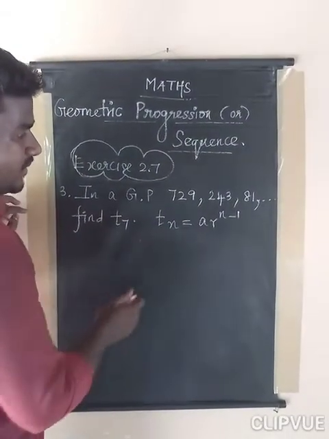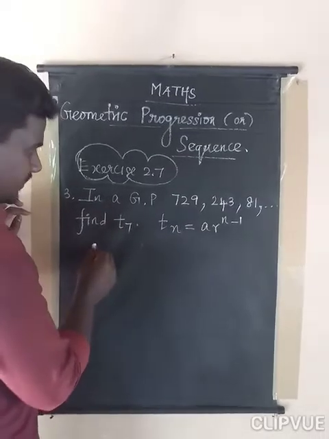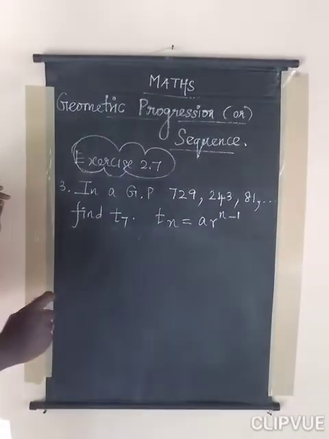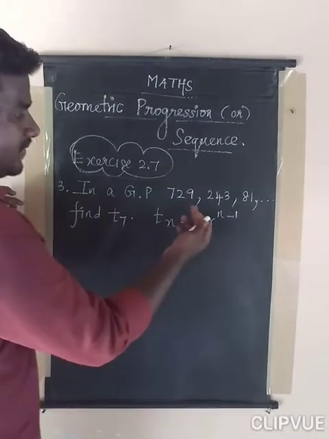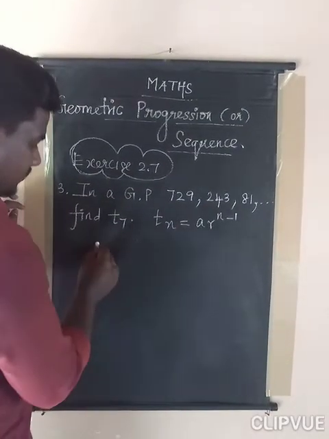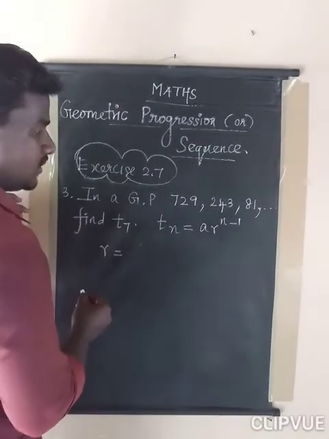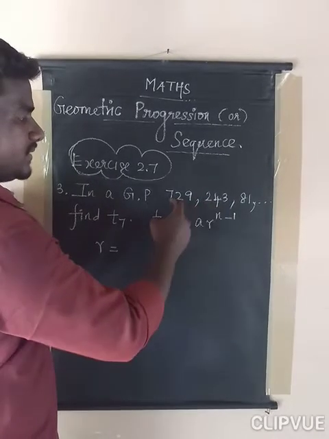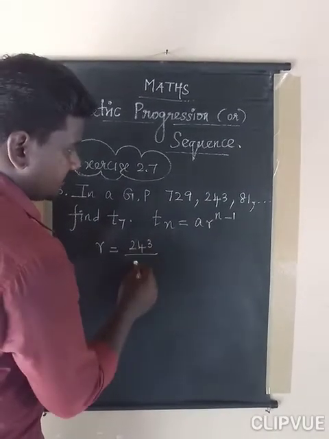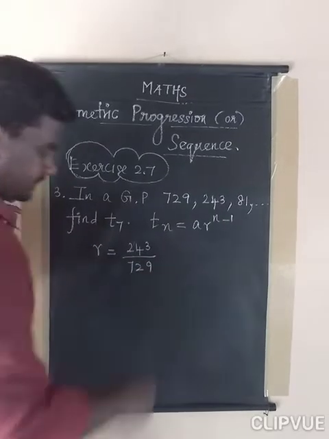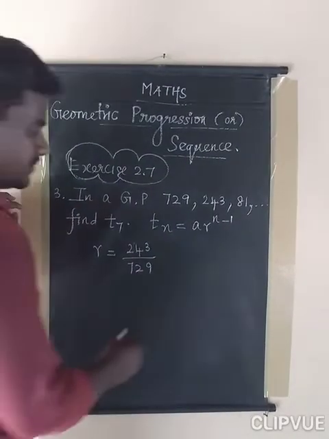So here, first of all, we are going to find the common ratio. They said clearly this is GP. So R1 is equal to R2 is equal to R3. So better we can find R1 alone. So the common ratio R is equal to the ratio between the second term and the first term. The second term is 243. The first term is 729. So now we are going to simplify it.